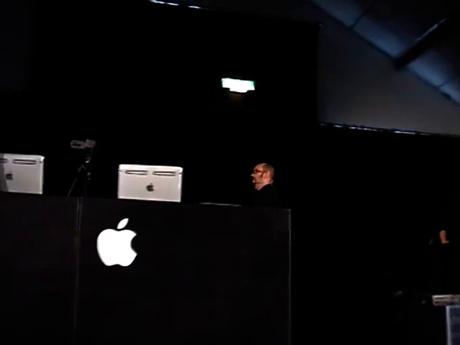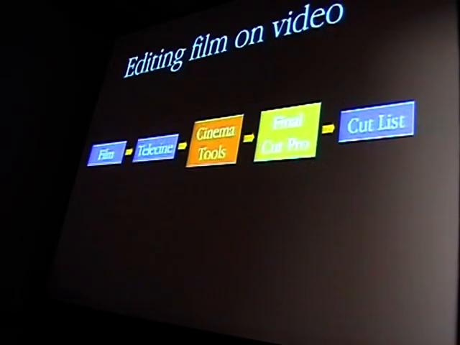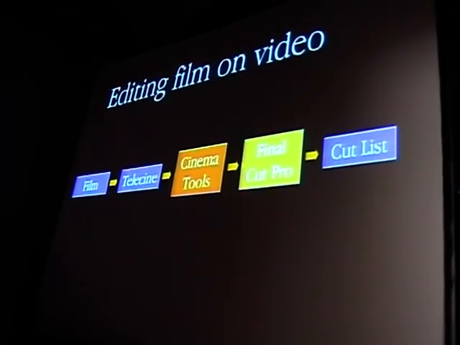Thank you. Okay, yeah, so there is a solution for film. It's called Cinema Tools. Now, there are certain, shall we say, challenging elements to editing with film and all that kind of stuff. And what Cinema Tools is there to do is to help you with all of that. I'm just going to show you this slide here. This is all about editing film on video.